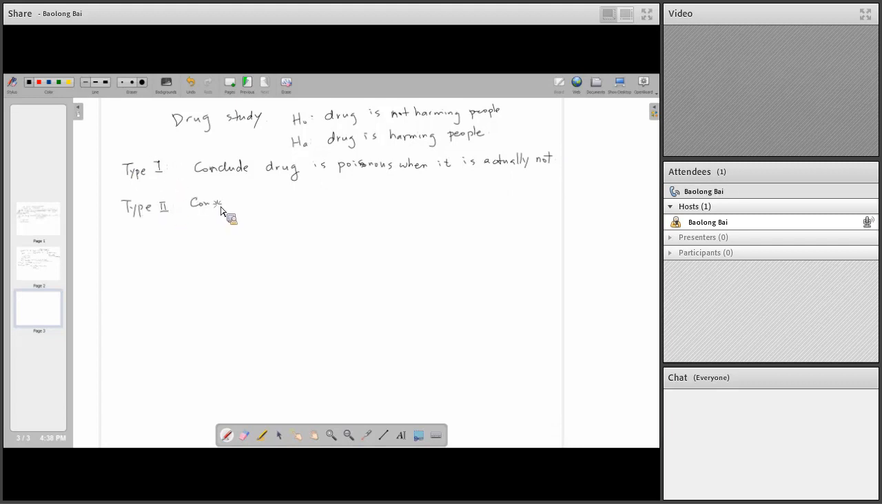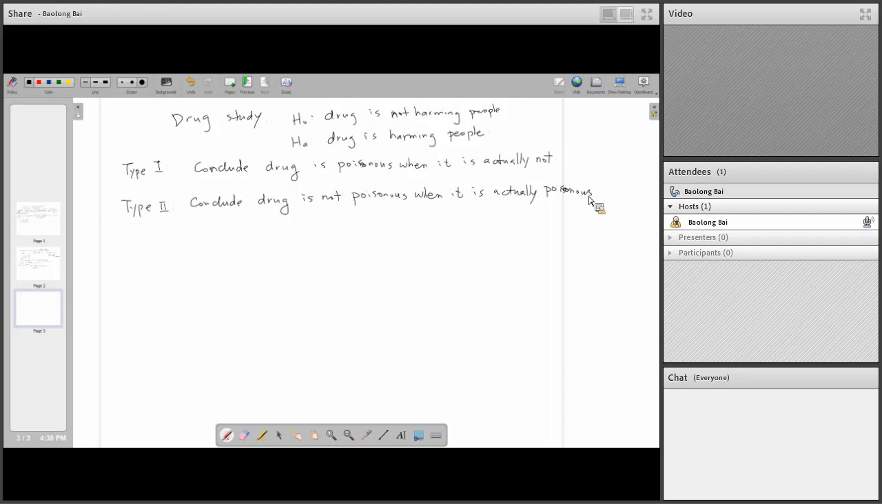We're going to conclude the drug, we failed to reject the null, right? We're going to conclude the drug is not poisonous when it is actually poisonous. So we conclude the drug is not poisonous when it actually is.